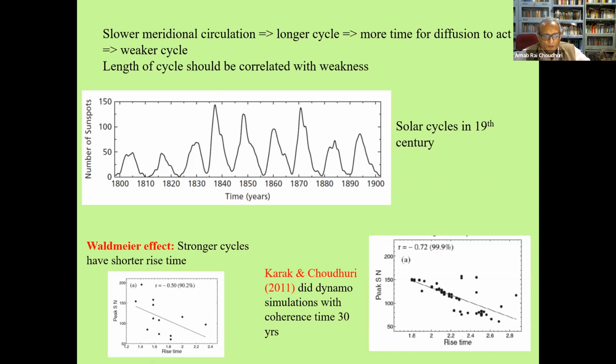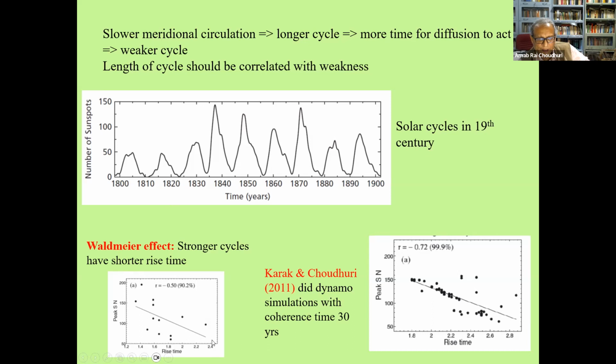And if a stronger cycle is shorter, then we also expect the stronger cycle to rise faster. And this effect, that the stronger cycles have shorter rise time, has been known for a while and is known as the Waldmeier effect. So here I show you a plot of this observational data of the Waldmeier effect, rise time versus the strength of the cycle, and you clearly see an anti-correlation.